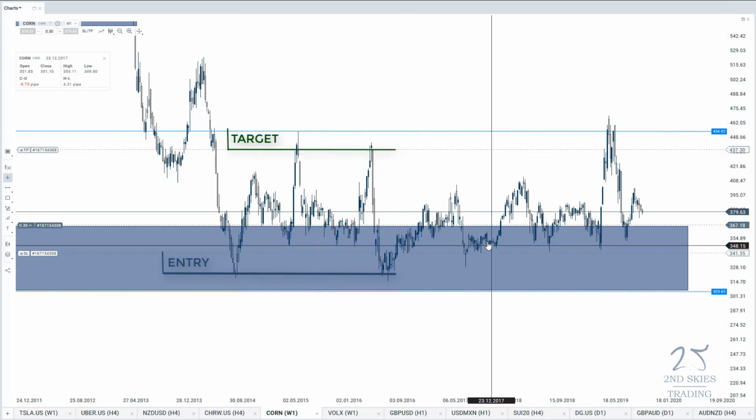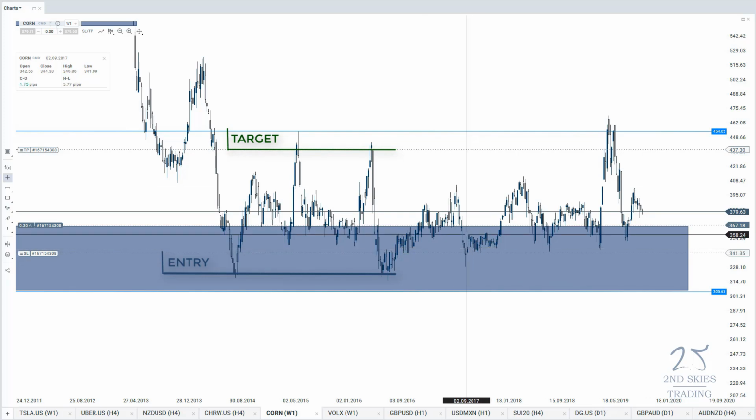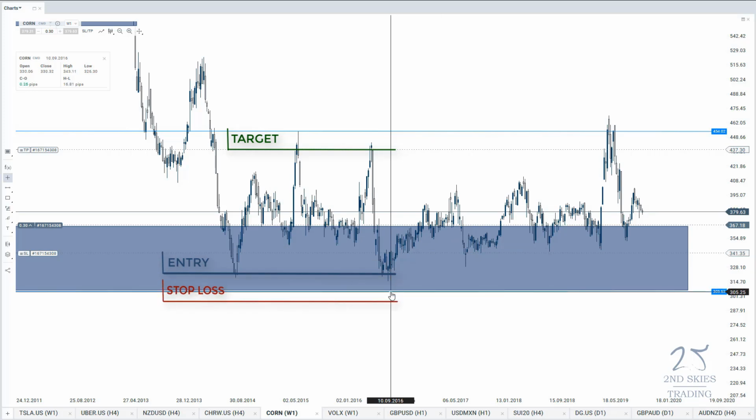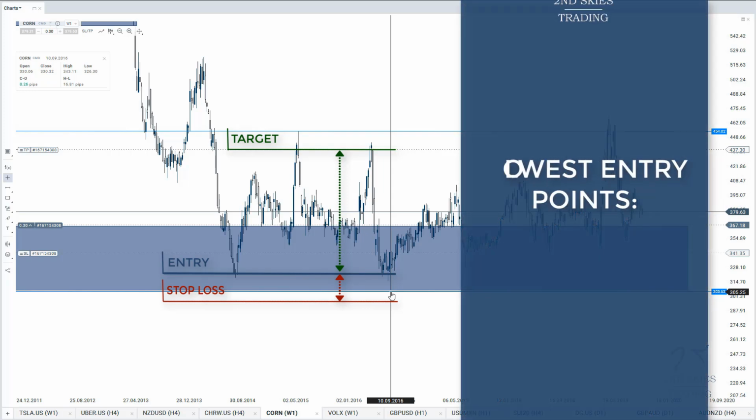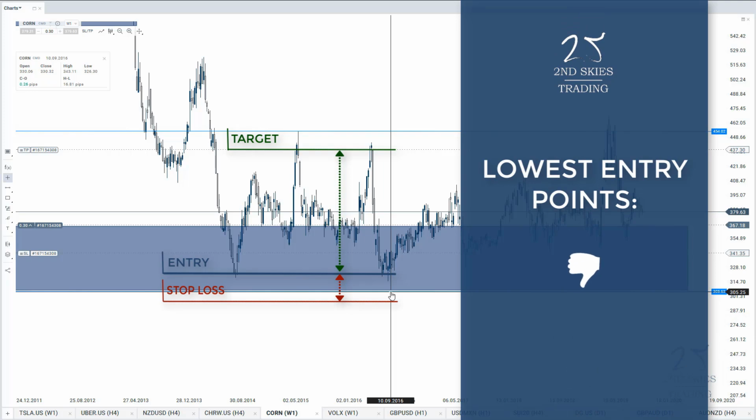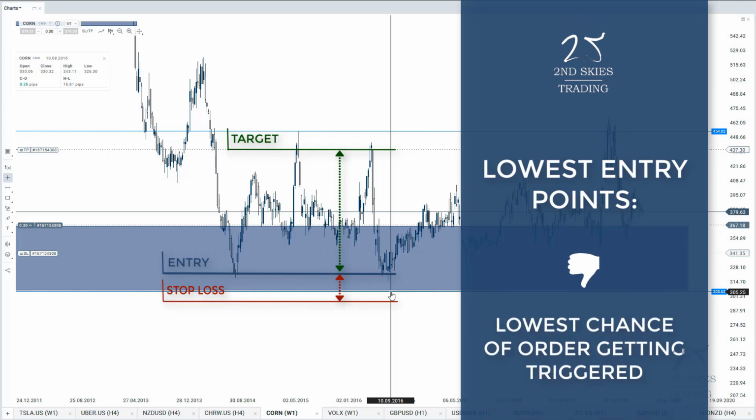Instead of having an $85 target like the middle person in the zone here, you now have a $114 target. And your stop loss being below this here, you have a $20 stop loss roughly, and you have a $124 target for an almost 6R potential on that one. You have the opportunity to have the highest amount of profit potential, but the downside is that you decrease the probability that you will actually get in the trade.